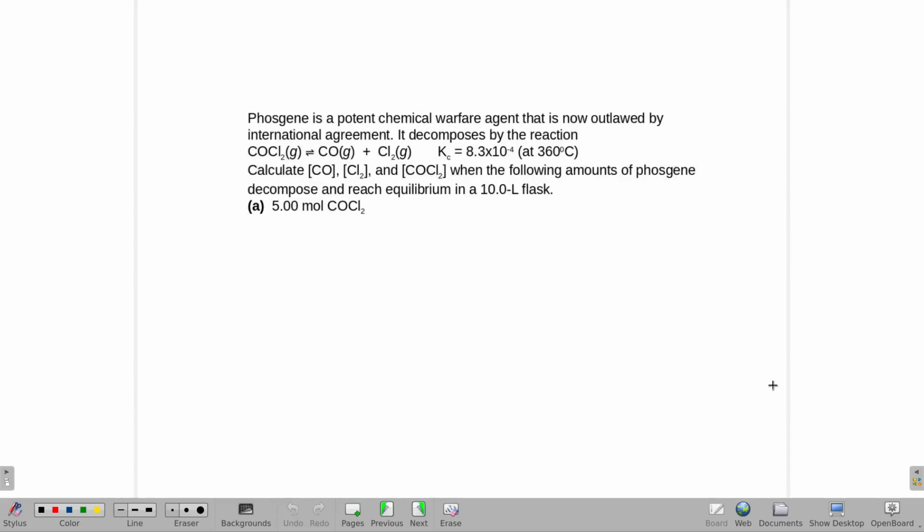All right, but what if we can't avoid the quadratic? That's where this problem is going to come in handy. So I got this nice little equation. We're going to do the same type of thing. We're going to set up an ICE table to organize everything we have in there. I told you we have 5 moles of COCl2 in a 10-liter flask, so this is 0.5 molar. This is 0 and this is 0. So our change says this is going down and these guys are going up.